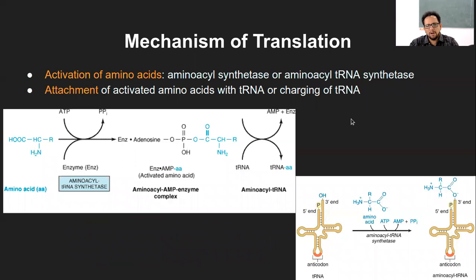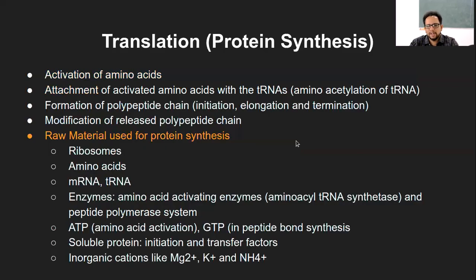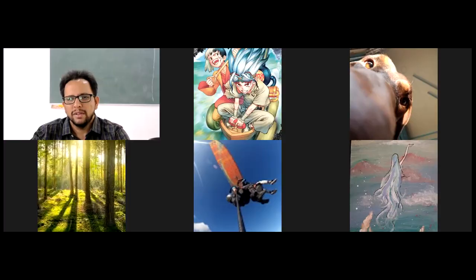I guess we will stop here. In the next class, we will start with the mechanism of the translation. Any doubts so far in this? There is nothing much, but still, if at all you want to ask something. Okay, if not, then let's stop here.